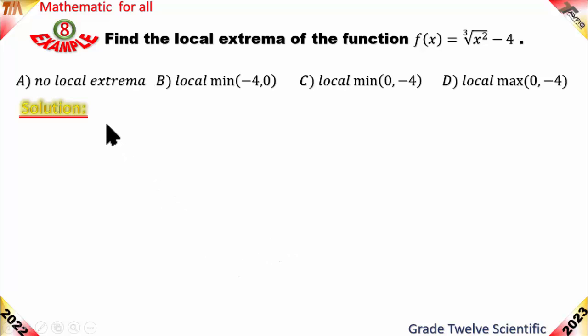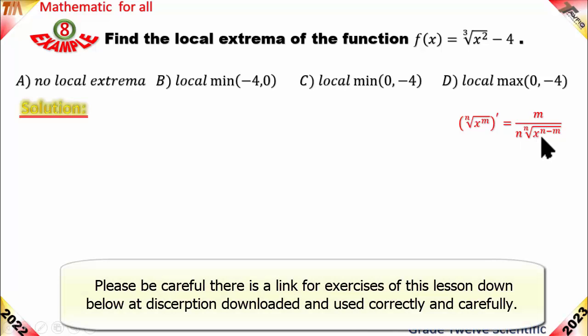Question number, or example number 8. Find the local extrema of the function f of x is equal to the cube root of x squared minus 4. First of all, take the derivative using this rule. The derivative of the nth root of x to the power m is m over n times the nth root of x to the power n minus m. It becomes f prime of x is equal to 2 over 3 times the cube root of x.